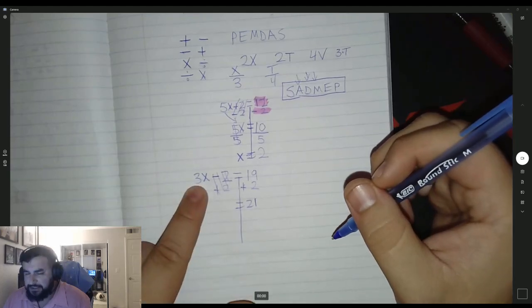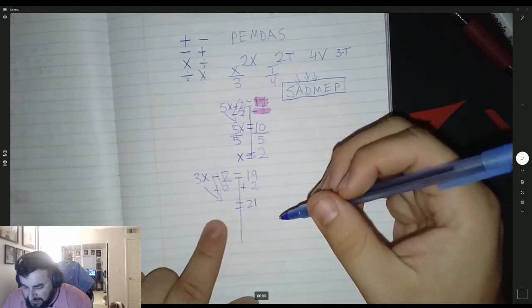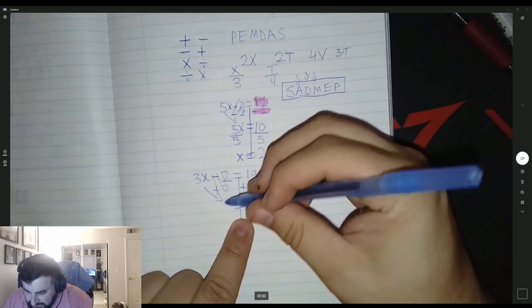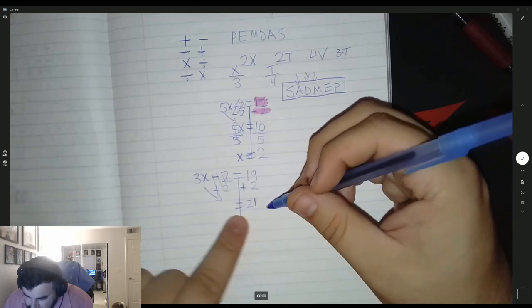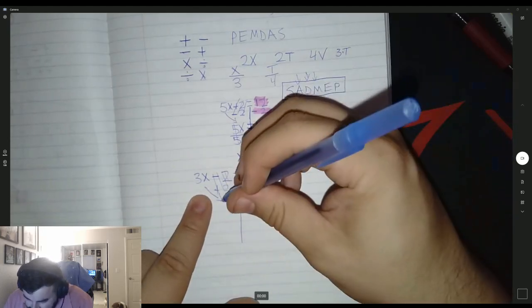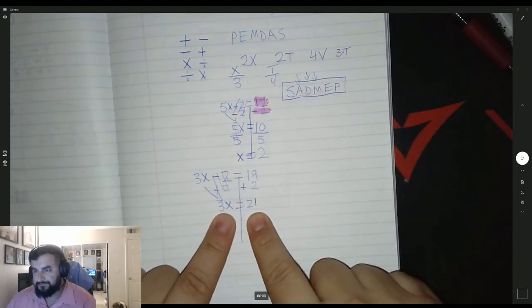Did this guy change? You have to ask yourself. No, he didn't, so I just bring him down. And he's on the left side of the equal sign. Sometimes I see kids make the mistake of writing it on the same side over here by accident. So just make sure you keep them on this side of the wall and you'll be okay. And now I get 3x equals 21.